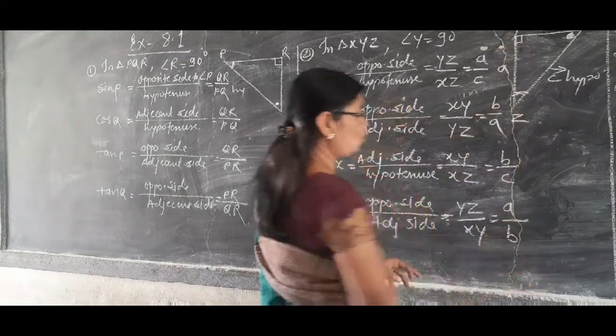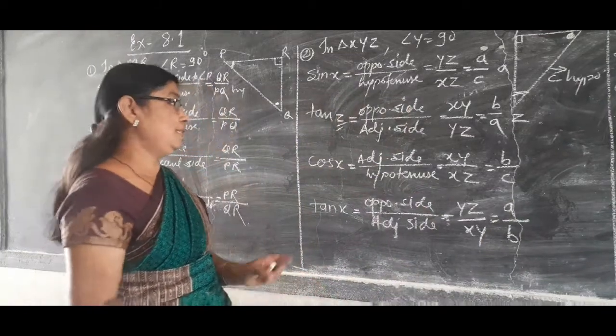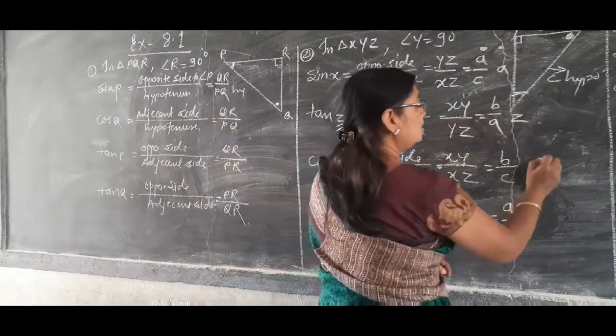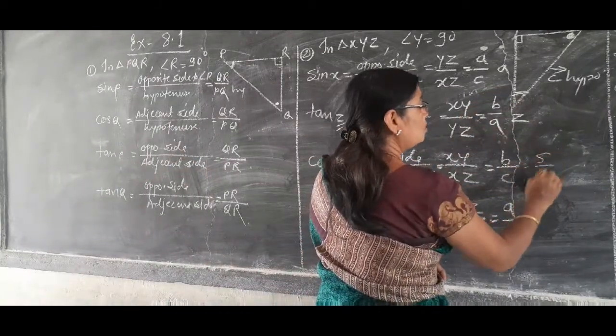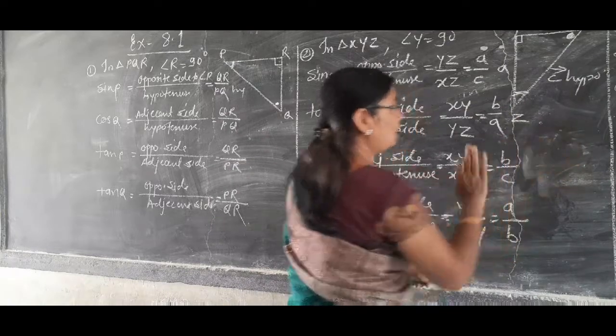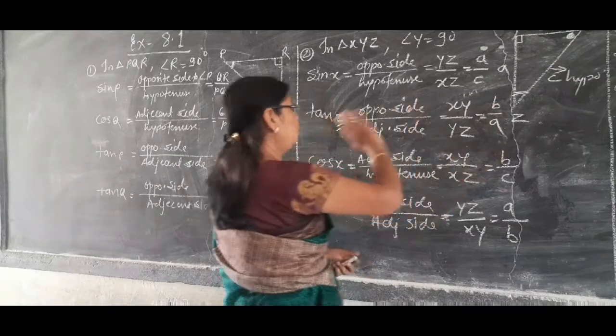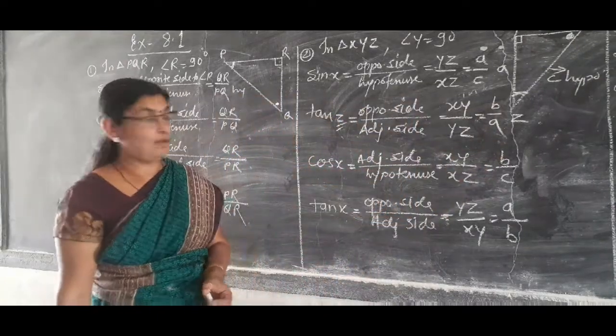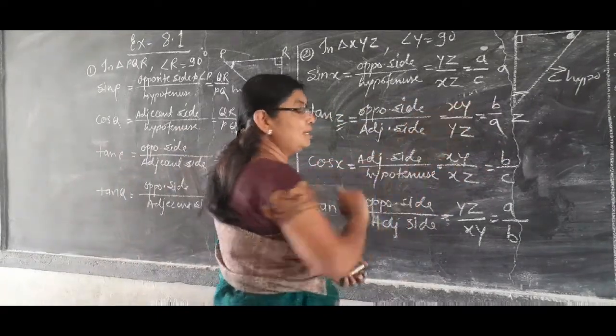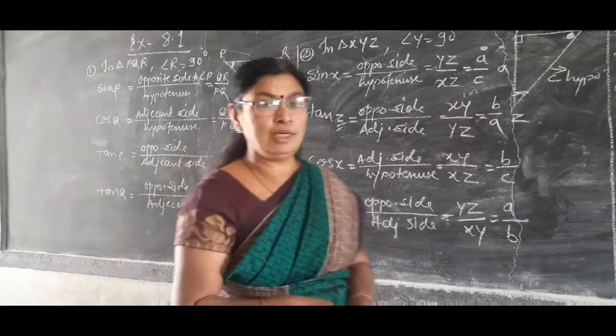So what is your ratio? A upon B, in this way. Now if values are given, like 5 upon 6, you have to put the values. If alphabets are given, you have to write down in the form of alphabets. Otherwise, you have to write down the sides. In this way, you have to solve the problem.